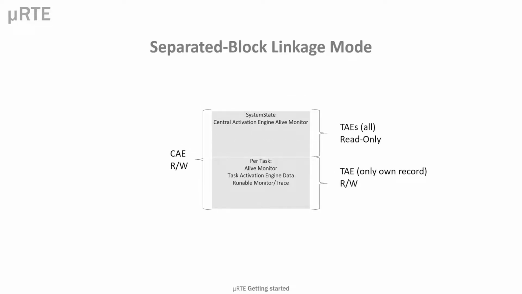In separated block linkage mode, all the global RTE data is again put into a single memory block, and the central activation engine has read-write access to the entire block. But the task activation engines now have two sets. One is read-only for the system state and for the global live monitoring, and they only have write access to their own record. So the idea here is the central activation engine only requires one MPU entry, but in this case the task activation engines require two. As a side effect, the central activation engine has full access to all of the task activation engine data.